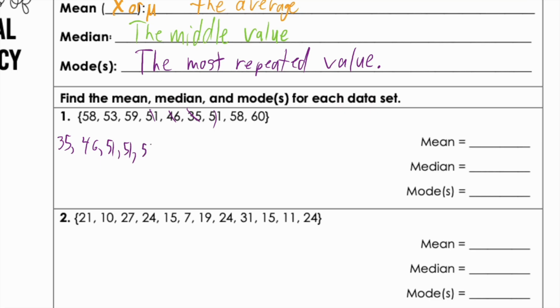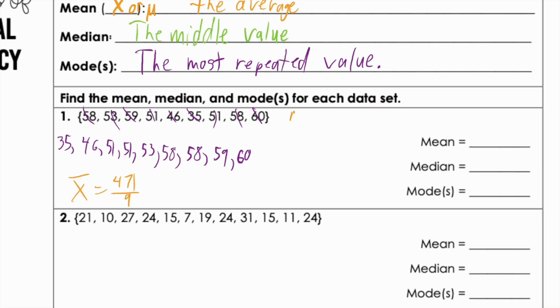Then 53, 58, 58 again, not 85, 59, 60. And so if I just add up all these numbers, we end up getting 471 and divide by 9, since there's 9 of them.